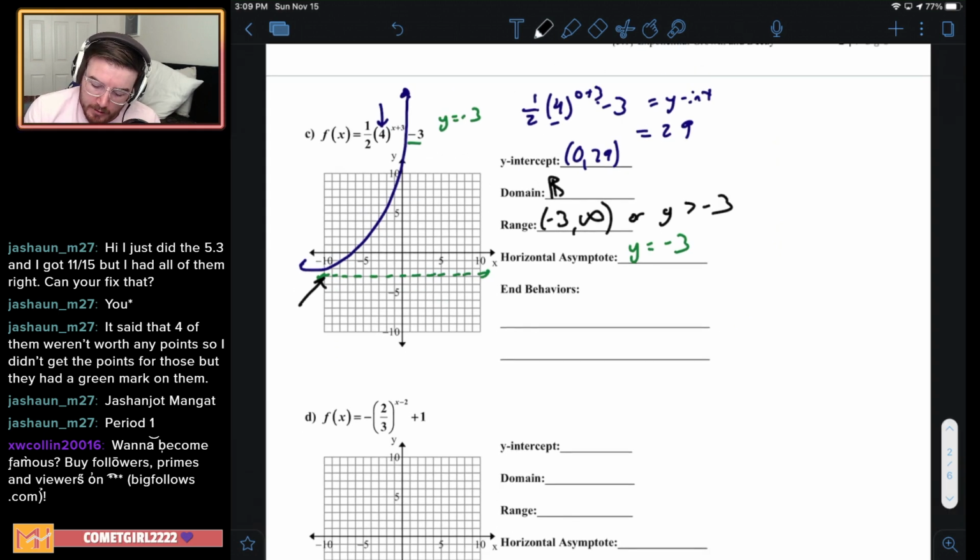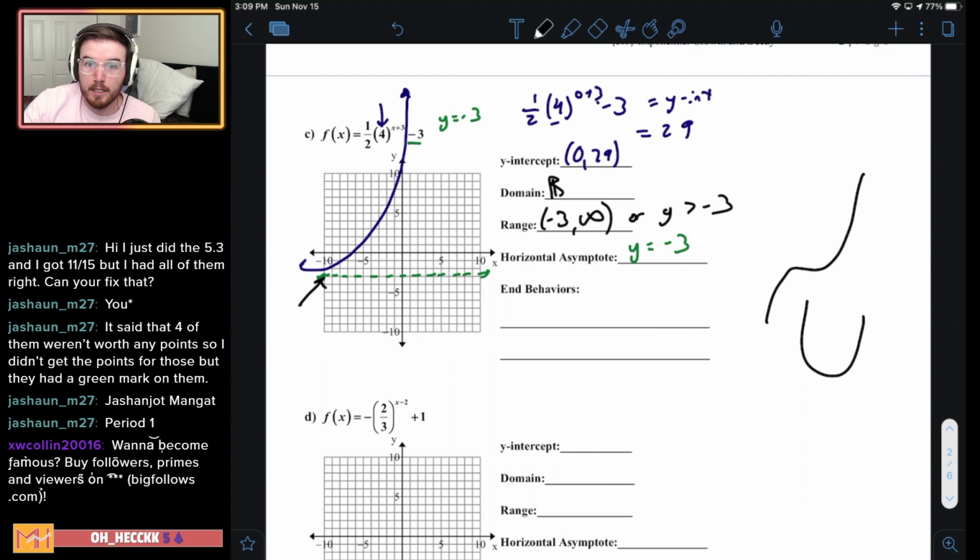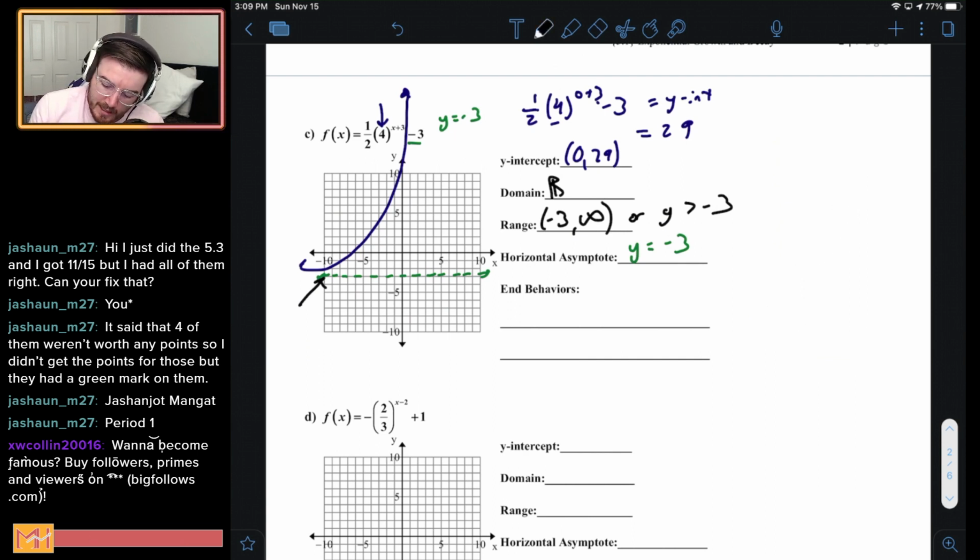End behavior, right? We've taken a look at this before when it came to our cube graphs and our parabolas and stuff. It goes up, down, that sort of thing. You remember that? So in this case, as we go to the left, what are we getting really, really close to? Y is getting really close to -3. And as we go to the right, where is y going? Up.